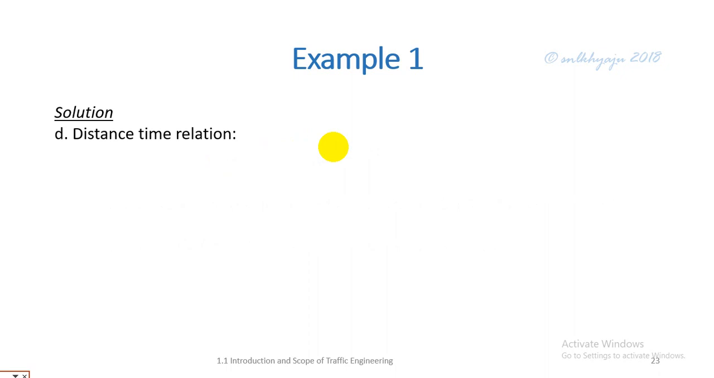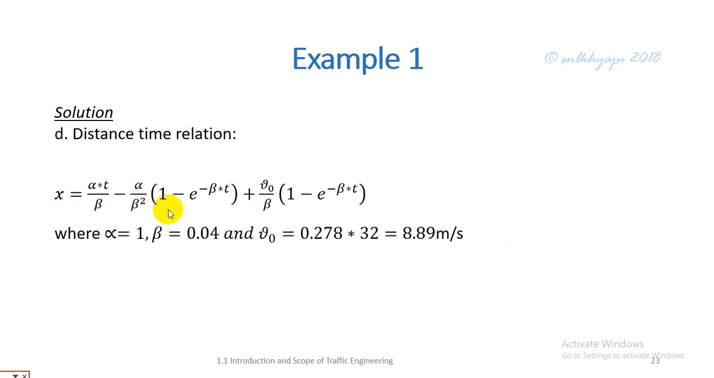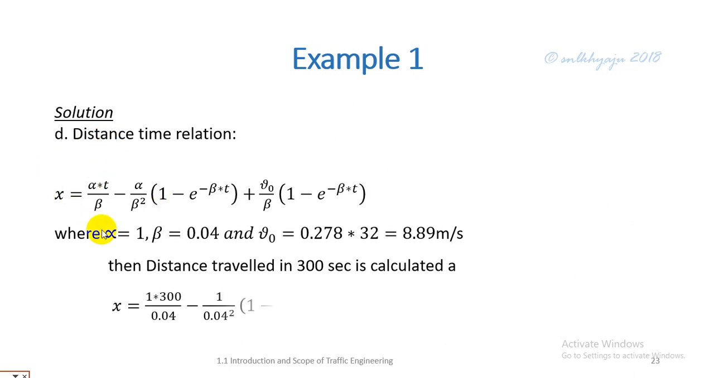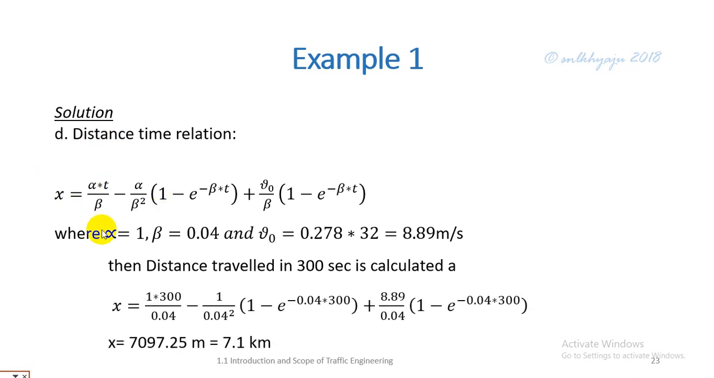Distance-time relation. The distance-time relation is shown in the slide, where alpha equals 1, beta equals 0.04, and v naught equals 0.278 into 32 km per hour, that is 8.87 meter per second. Then the distance traveled in 200 seconds is calculated from the equation as 7.1 kilometer.